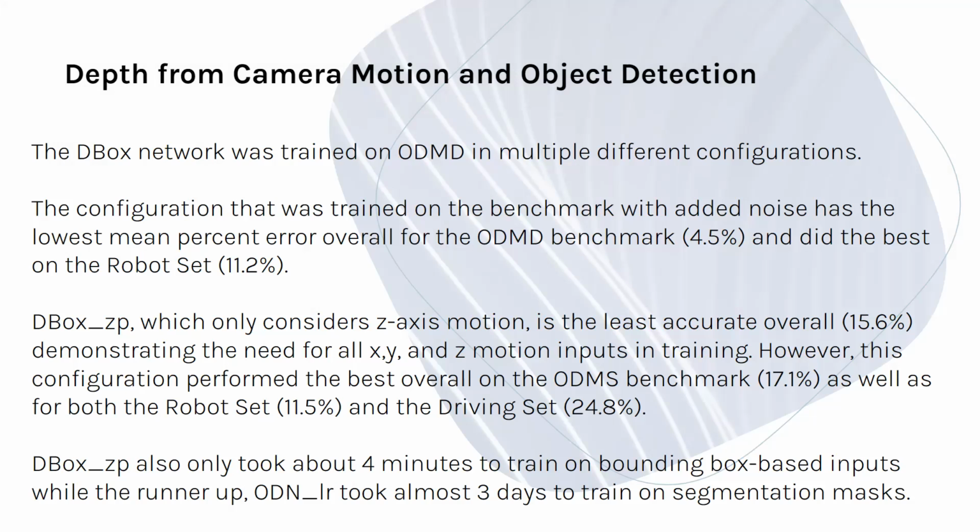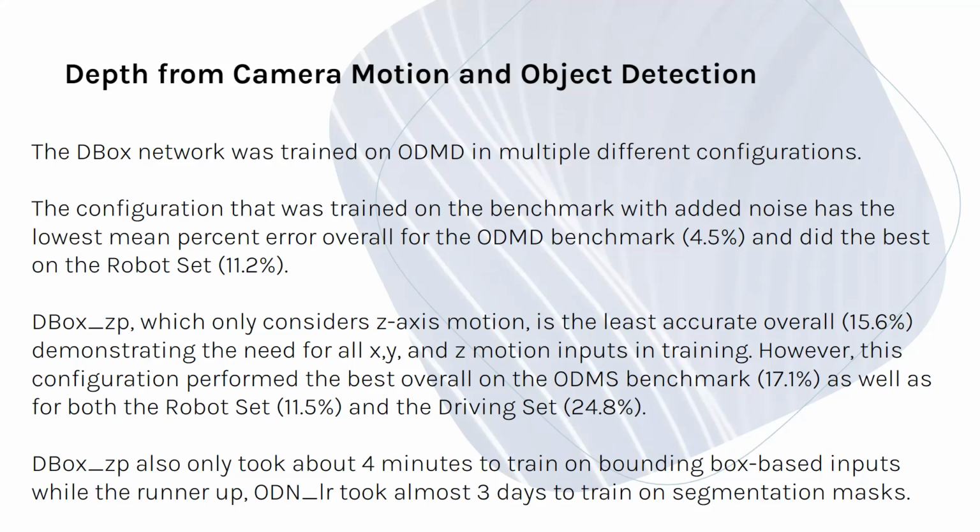The DBox network was trained on ODMD in multiple different configurations. The configuration that was trained on the benchmark with added noise has the lowest mean percent error overall for the ODMD benchmark, which is 4.5%, and did the best on the robot set at 11.2%.